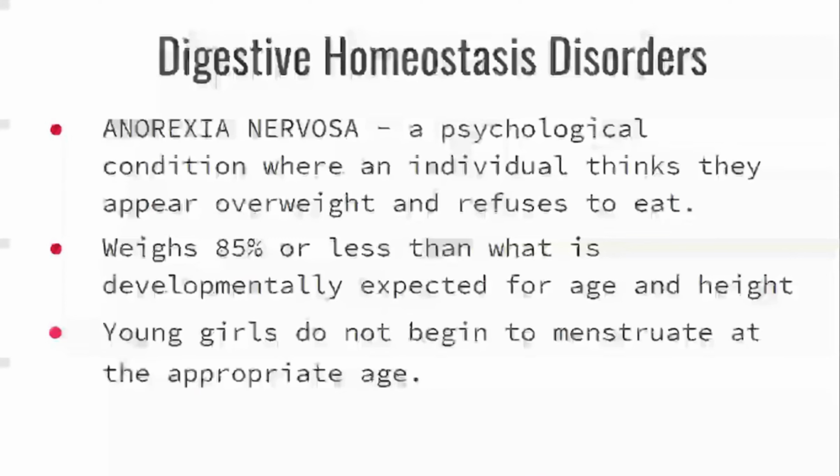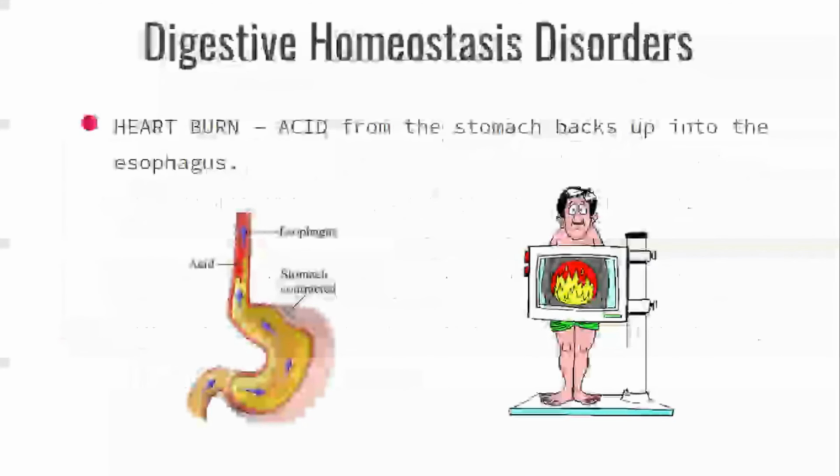Then we have anorexia nervosa, a psychological condition where an individual thinks they appear overweight and refuses to eat. Weighs 85% or less than what is developmentally expected for age and height. Young girls do not begin to menstruate at the appropriate age. We have heartburn, also an acid from the stomach that backs up into the esophagus.